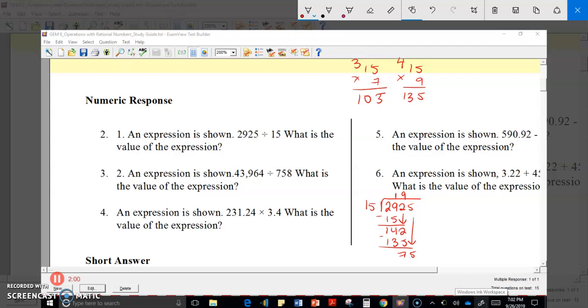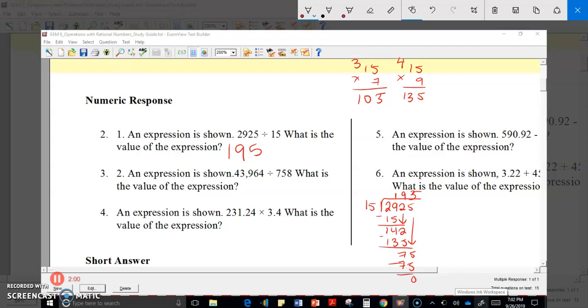And then 15 times 5. That's going to give me 75. So my answer is 195.